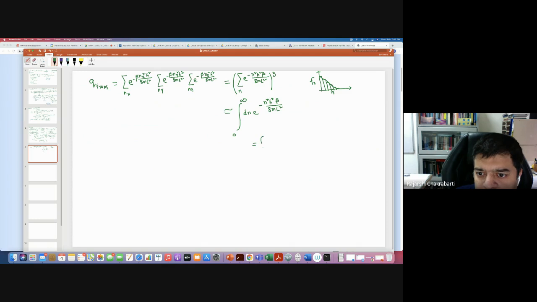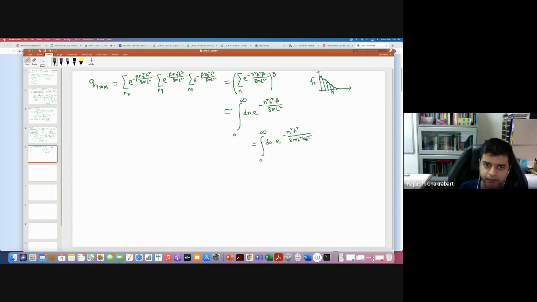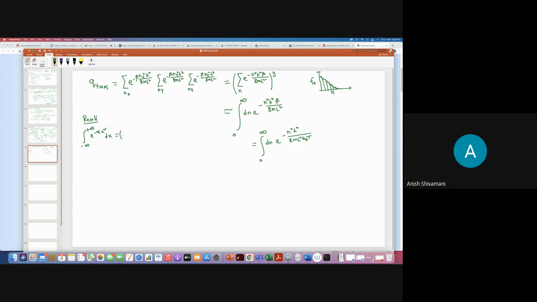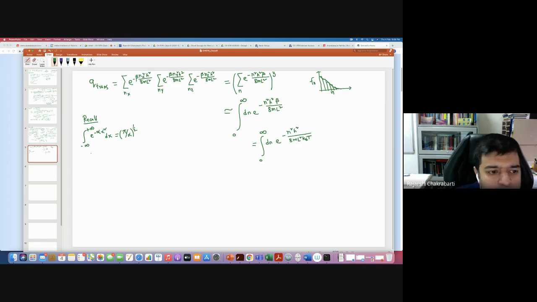Which is equal to, let me write it down very cleanly. This is fine. Now again recall the Gaussian integral. You remember this? What is the answer? Root pi by alpha. Yes. But the integration limit is from 0, so it has to be half of whatever I get. So what is the answer? This is half root pi by alpha, no?